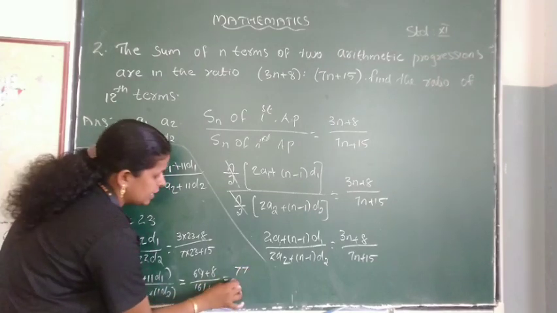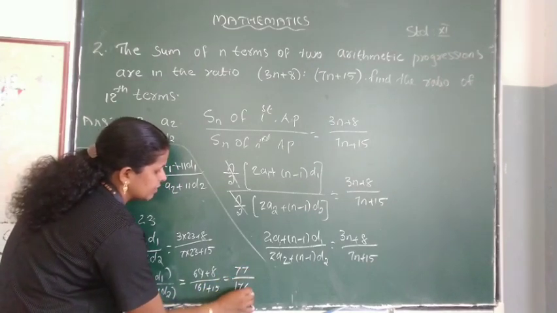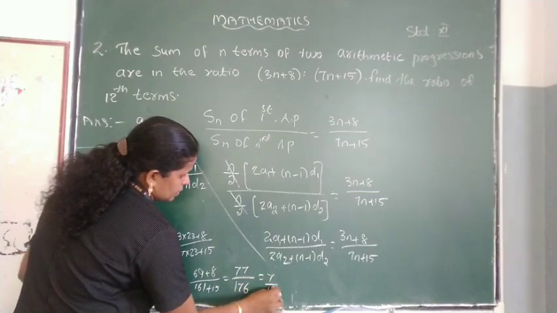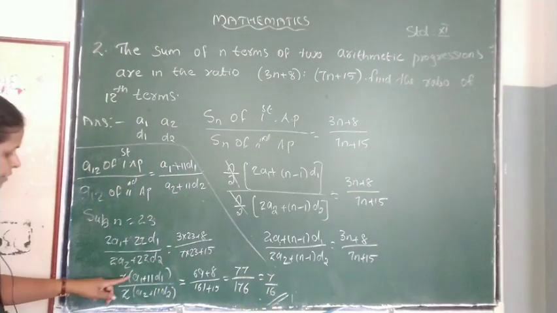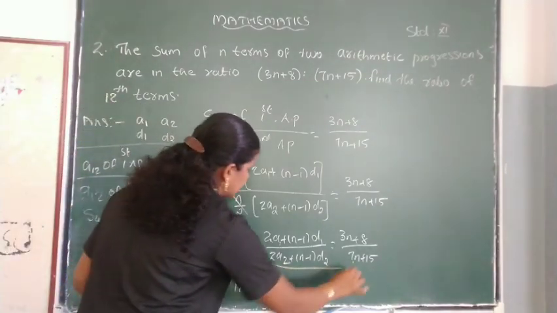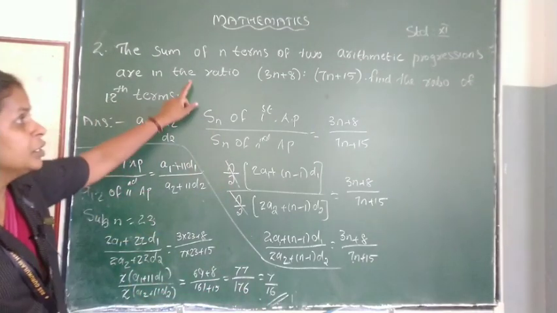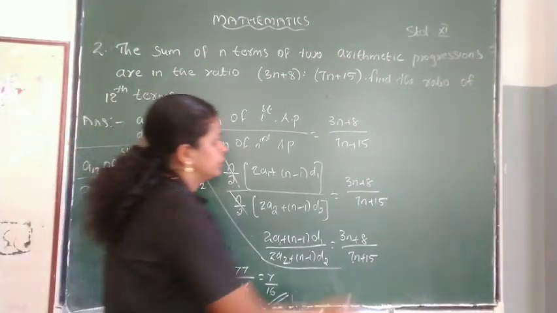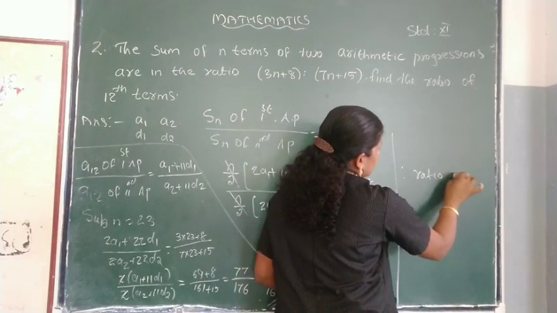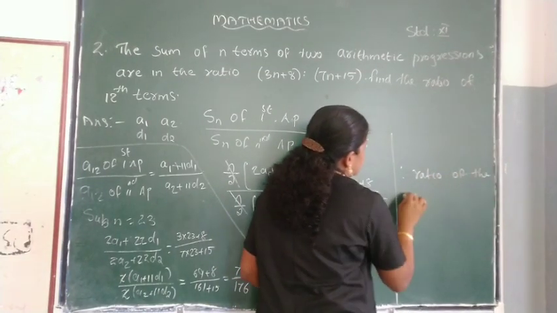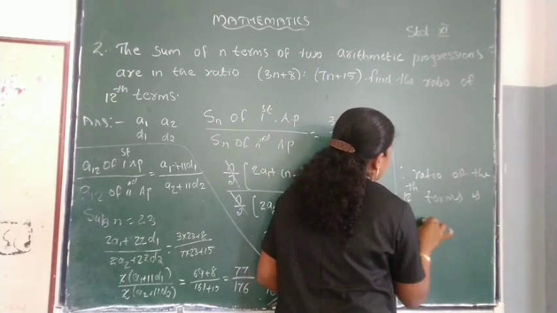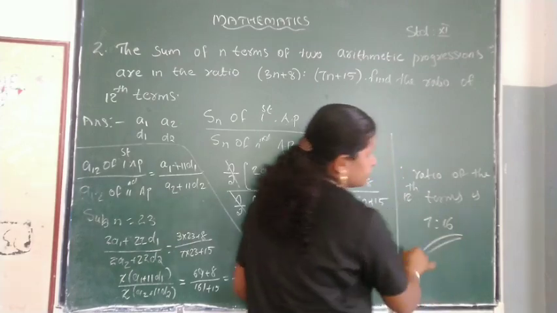77 by 176 which is equal to 7 by 16 അല്ലേ? അതായത് a1 plus 11 d1 by a2 plus 11 d2 equal to we got 77 by 176, that is 7 by 16. അതായത് ratio of the 12th terms is 7:16.